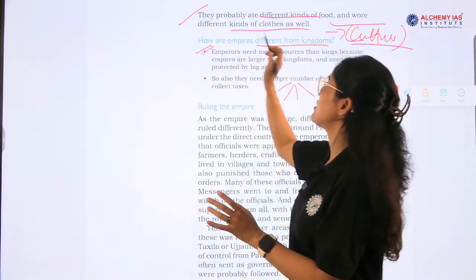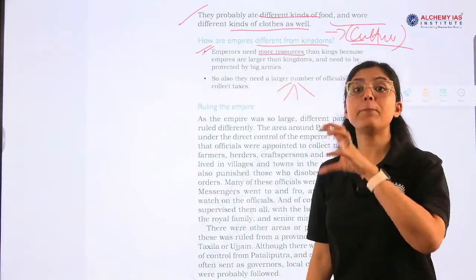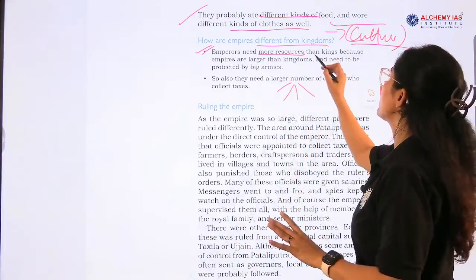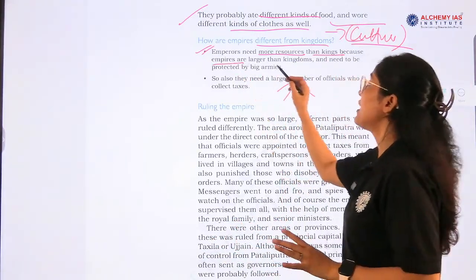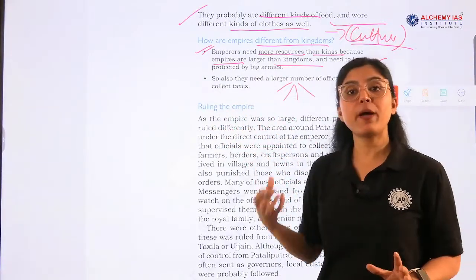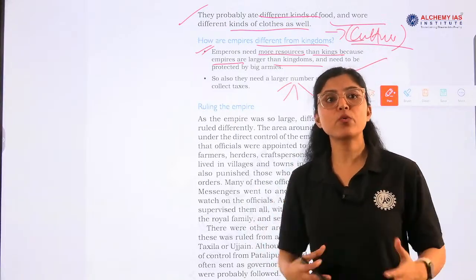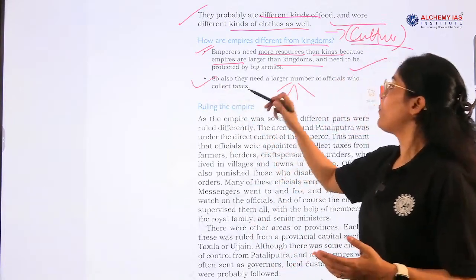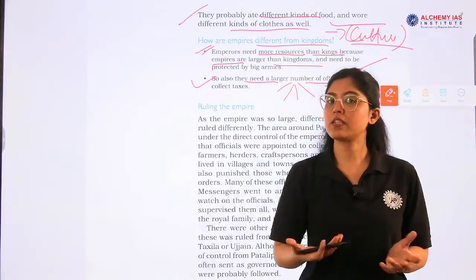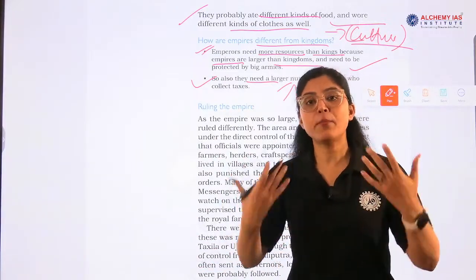Emperors need more resources. An empire is a bigger version, so they need more resources than kings because empires are larger than kingdoms. They need to be protected by big armies. So bigger protection, big armies, more resources, more food. They also need a larger number of officials to collect taxes. Large area, large administration, large number of people.